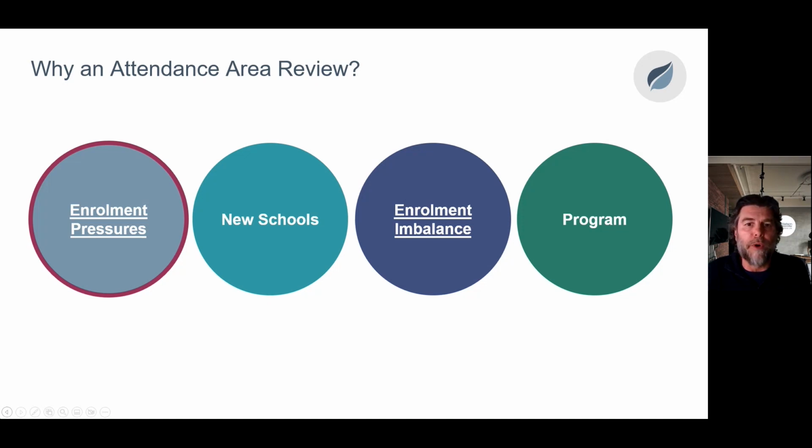And then the last one is program. So if a board has, for example, a French immersion program, and they are looking to either expand that program or offer it in a different way or change the boundaries of that program, that's another reason why a school board might do a boundary review.